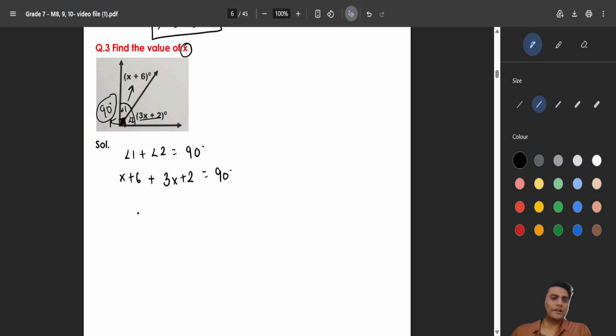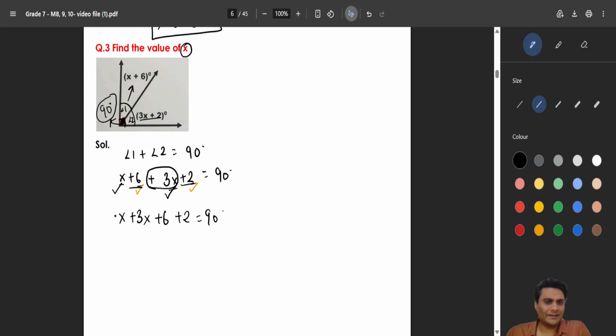90. Remember, whenever the variable and the numbers are given together, like the x here and the numbers without any variable, always solve the variable with the variable, that is x with the x, and the numbers with the numbers. So let us keep them together. Here x plus 3x, then plus 6 and plus 2, keeping number with the number, x with the x.